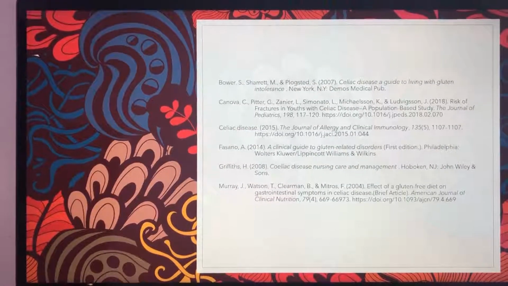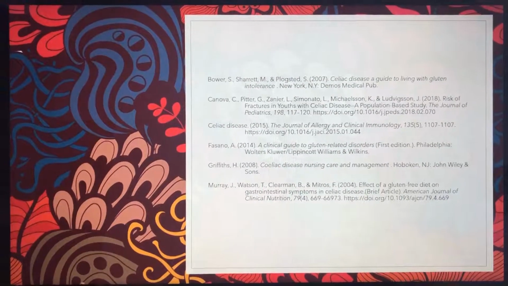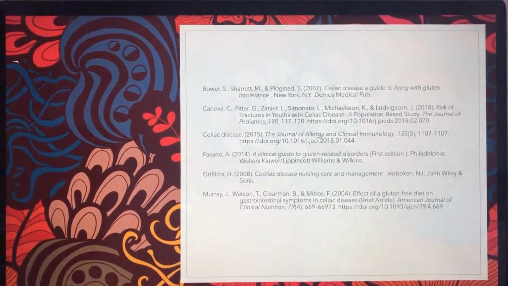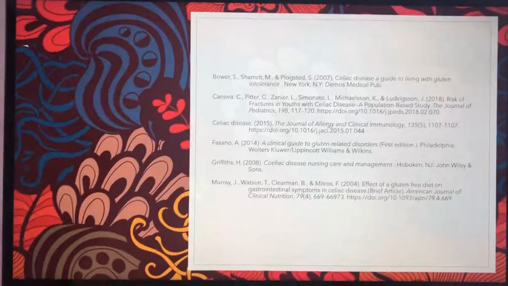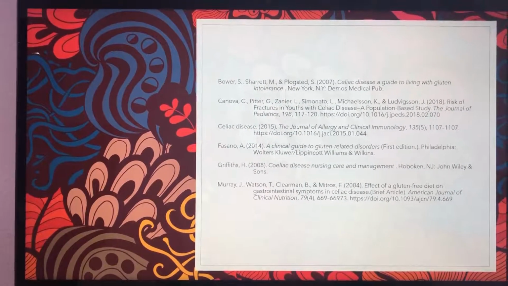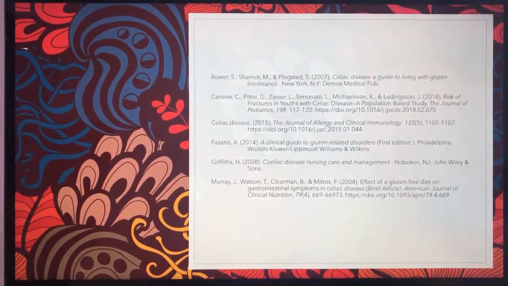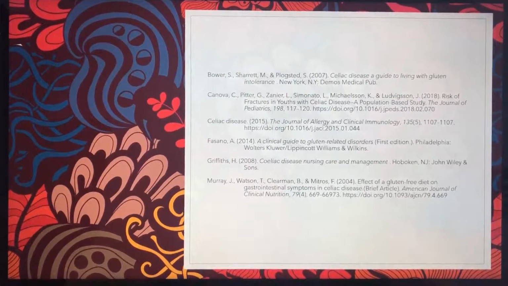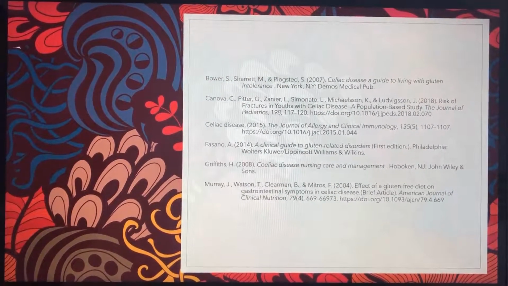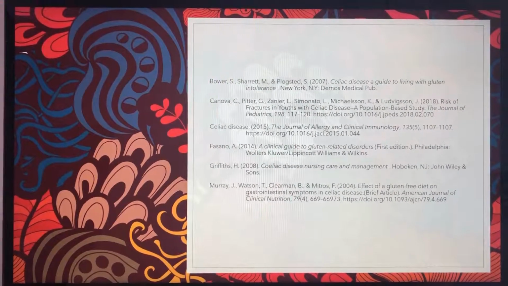These are my sources, and to sum up my project regarding celiac disease, this is an autoimmune disease that is fairly common in the United States and affects about 1% of the US's healthy population of individuals. Also, it is just as common as type 1 diabetes is, if that puts it into a better perspective.